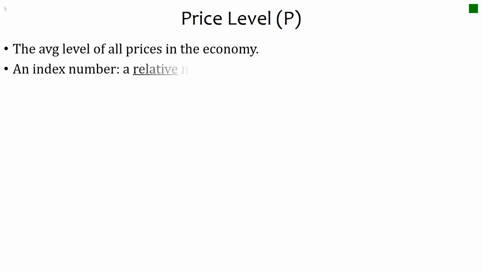So whenever we have nominal and real GDP, it really refers to the price level and inflation. So what is the price level? Price level is the average level of all prices in the economy. Remember, in macroeconomics, we are talking about everything, not just one item. It's not about the price of cars or the price of food or the price of education. It's about the price of all goods and services. So we have to kind of combine everything.